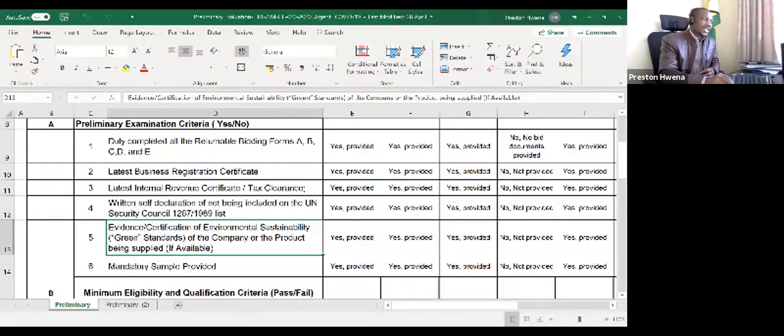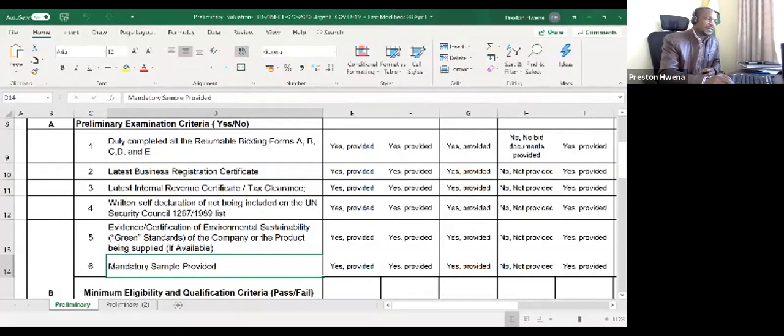Then we are also looking at the mandatory sample. Wherever a sample is required, please submit a sample. Because when you fail to submit a sample, it means there is no way we will be able to evaluate your offer, because our evaluation will also be based on the sample that we have provided.